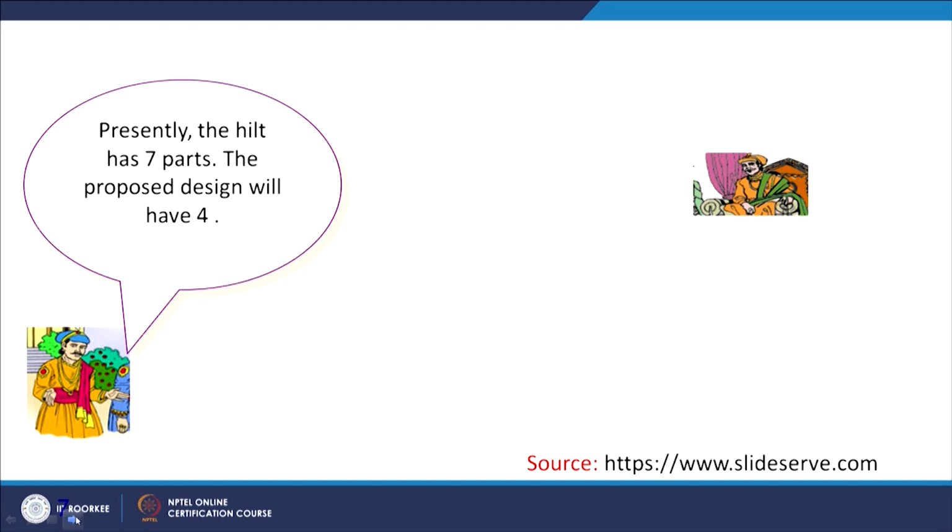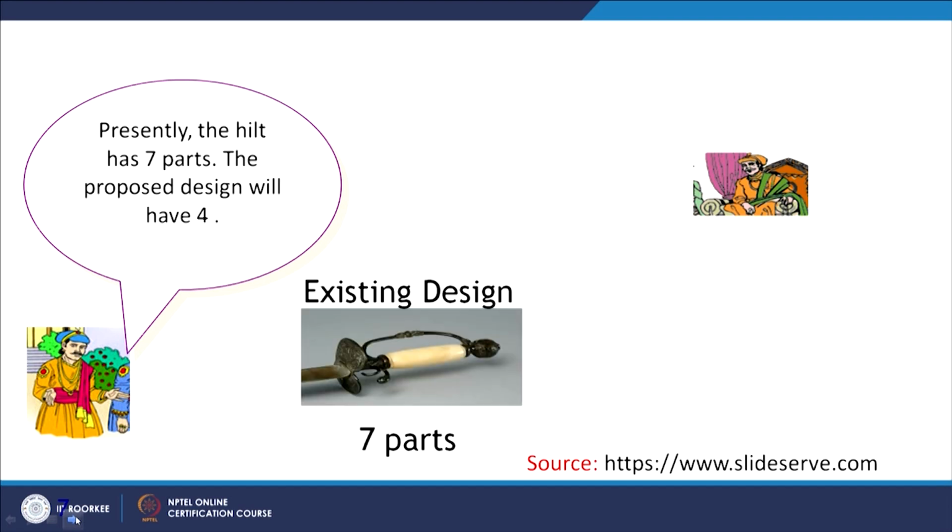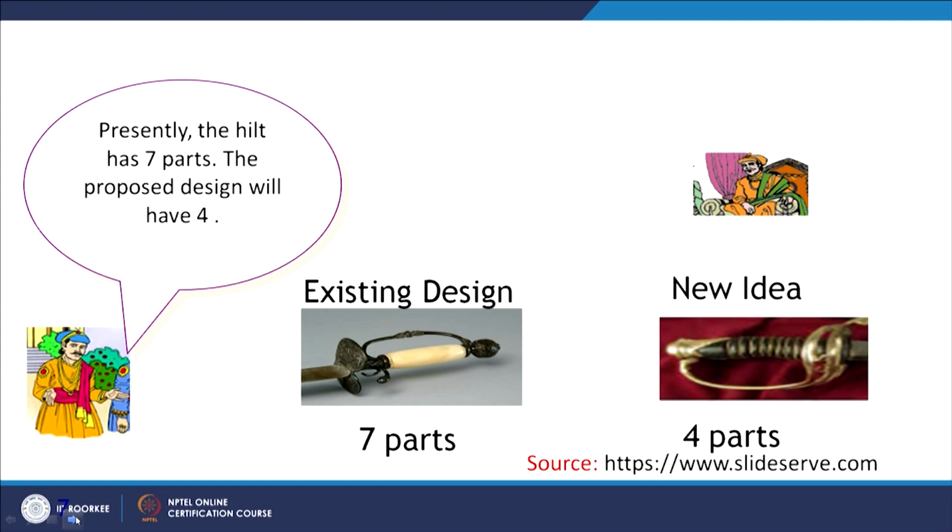I can understand many of the learners may not be able to figure out what a hilt is, but we will try to understand it with the help of an example. So this is the hilt and this is the existing design in which there are 7 parts. But as per the change, a new design is suggested in which there are only 4 parts. We can see there are only 4 parts here. So this is one change. Now what is the idea behind this change? The idea behind this change is part count reduction.